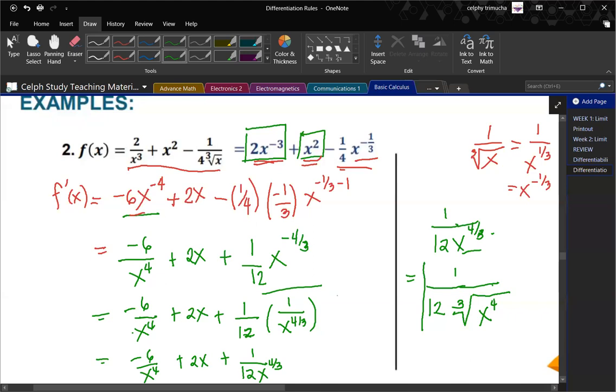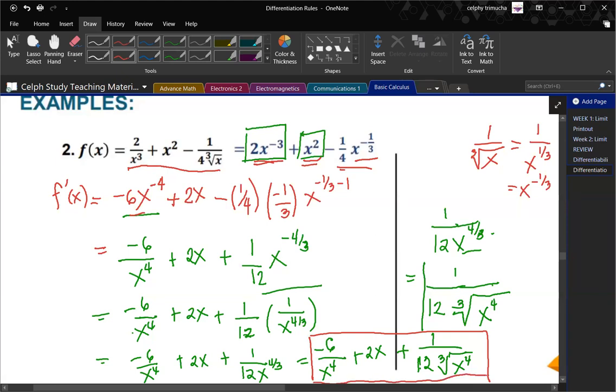So if isulat ko siya or i-rewrite ko siya liwat, aton ang final answer gali will be negative 6 all over x to the fourth plus 2x plus 1 all over 12 cube root of x to the fourth. Okay, so amo na lang dayon aton nga final answer. Okay, so for question or clarification before kita magpadayon sa next nga example.